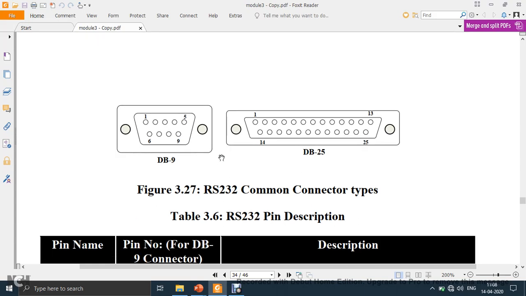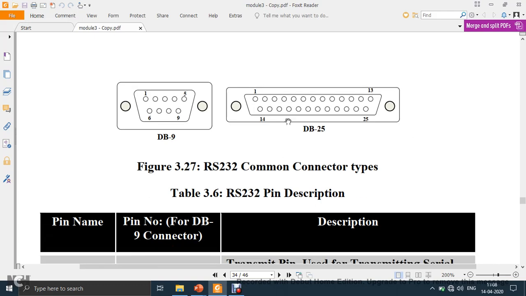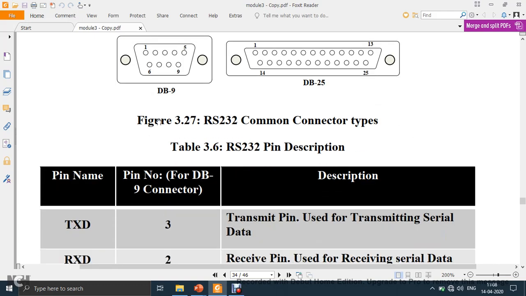You might have seen these connectors, this type of connector, for connecting printers and so on. The old printers, not the new ones. New ones operate on USB these days, right? So you might have seen such diagrams.